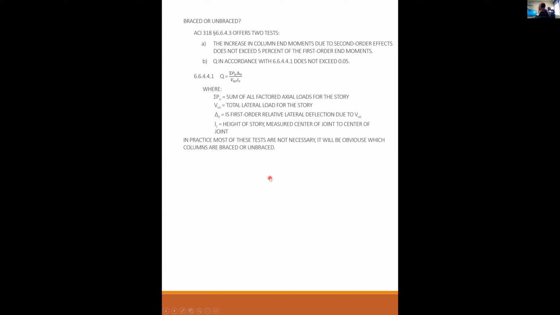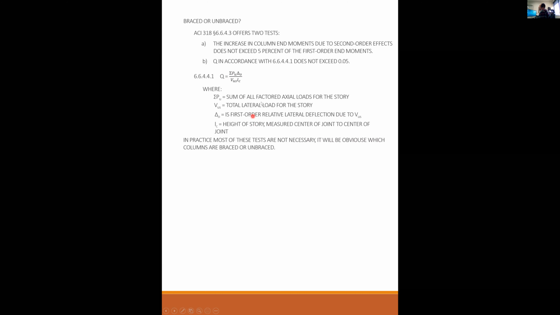ACI 6.6.4.3 offers two tests. The increase in column end moments due to second order effects does not exceed 5% of the first order moments, or Q in accordance with 6.6.4.4.1 does not exceed 0.005, where Q is equal to the sum of all the axial loads times this deformation divided by the shear times the story height. First order relative lateral deflection, height of the story.